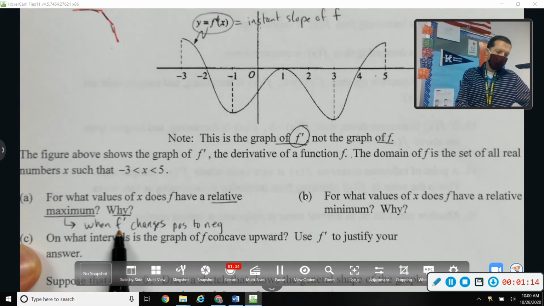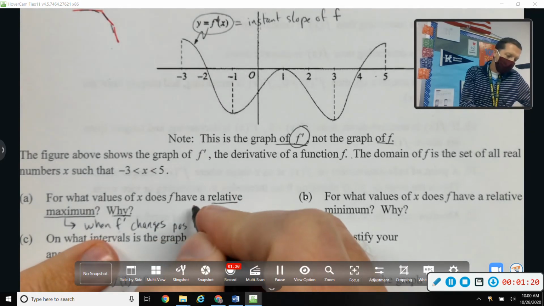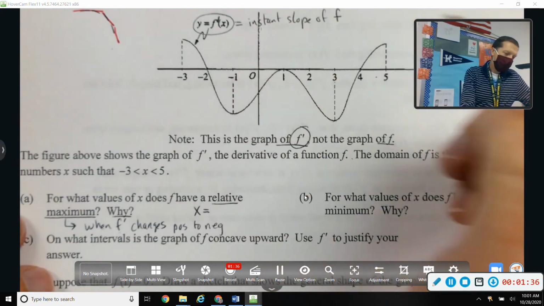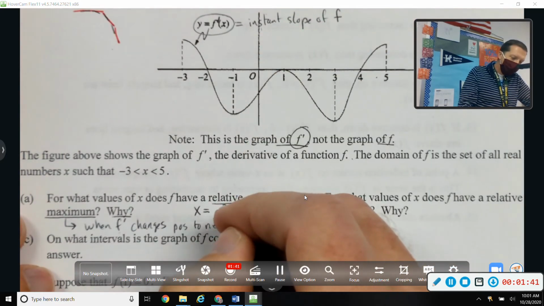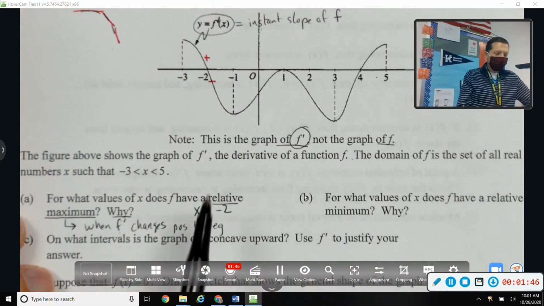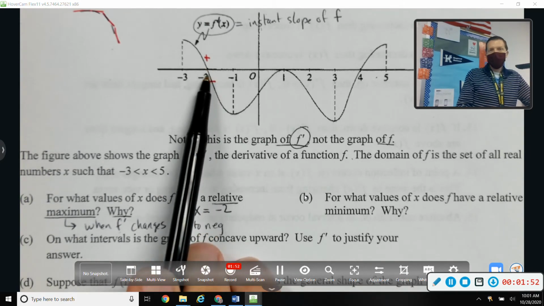When f prime, which is this graph, so when this graph changes from positive to negative, so what value of x does that happen at? Where does that graph change from positive to negative? I heard one right answer in there. At negative 2, right, the graph is positive over here and negative over here. So that means there's a relative max of f at x equals negative 2.